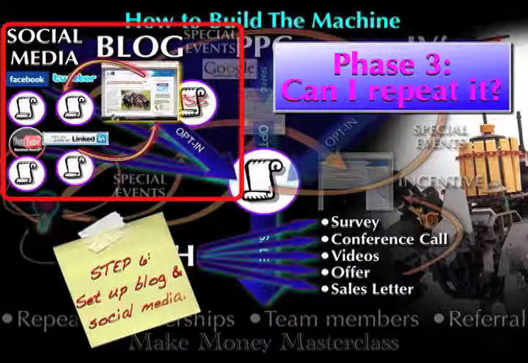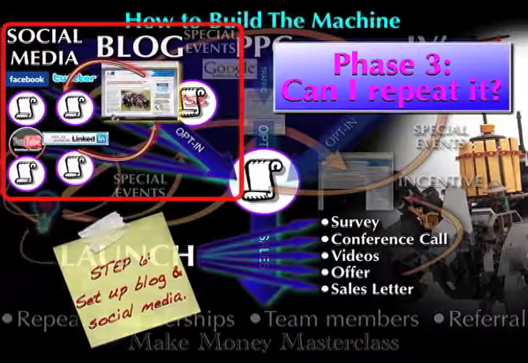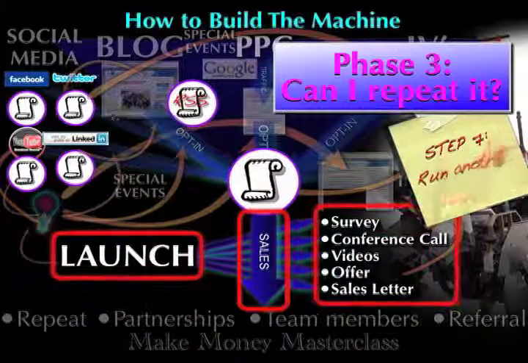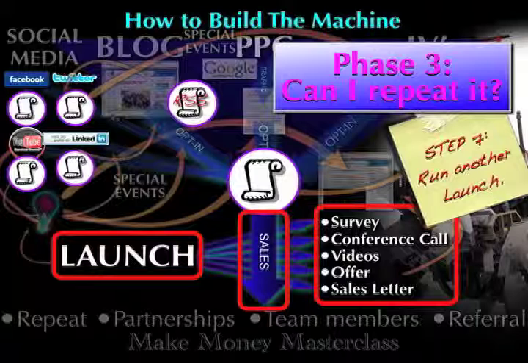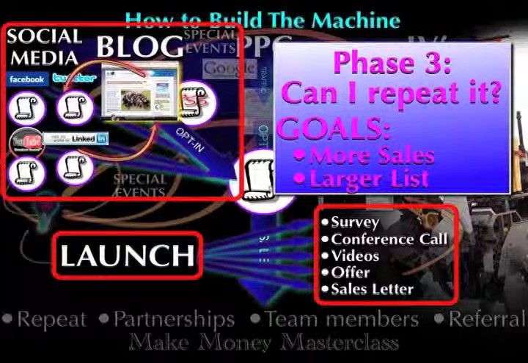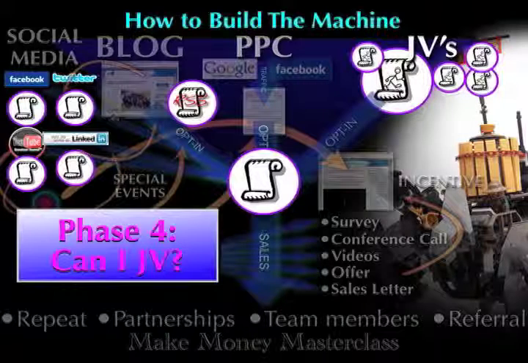So step 6 is that you're going to set up a blog and social media. You're going to set up this little blog and social media ecosystem. And then you're going to run another launch. That's step 7. So you're just going to try to grow your list bigger and then run another launch. And the goals in this phase are to make more sales and get a larger list. Once you make sales again in another phase, and your list is still getting bigger, you're going to know that you can repeat this thing. And that's going to give you an added level of confidence in this internet coaching client machine.